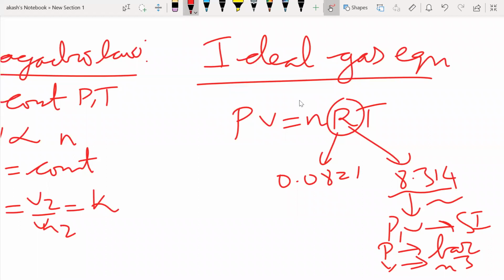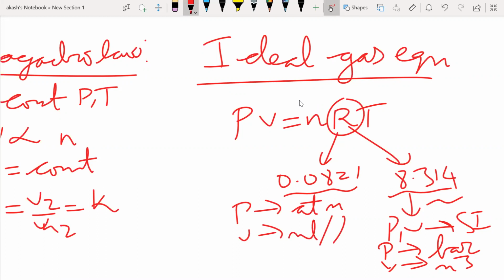Now, when you have to use the other one is pretty simple. If you use pressure in terms of atm, and if you use volume in terms of ml or liters, at that time you'll go for 0.0821.